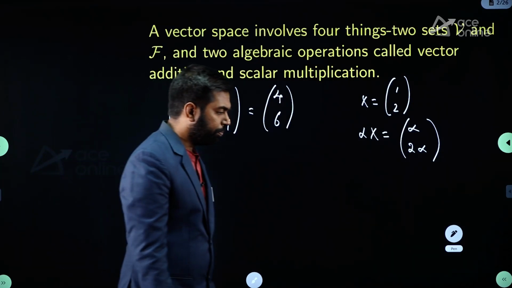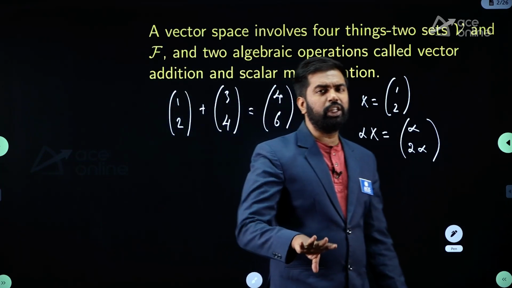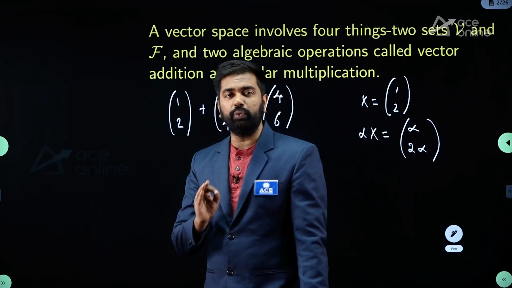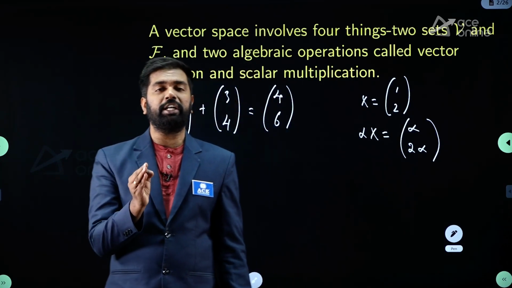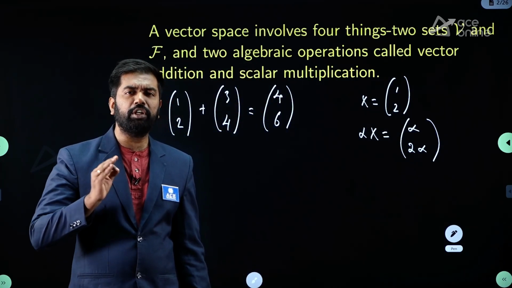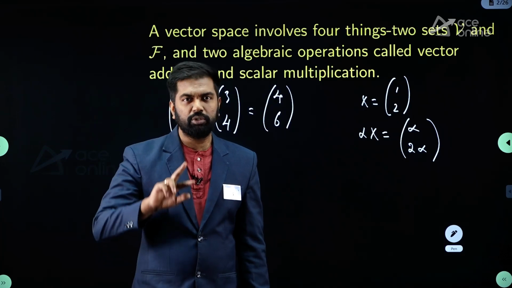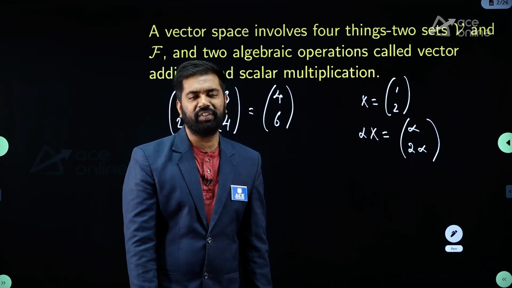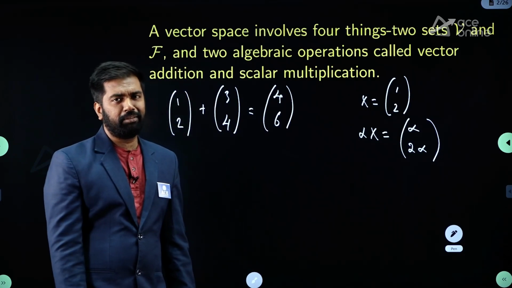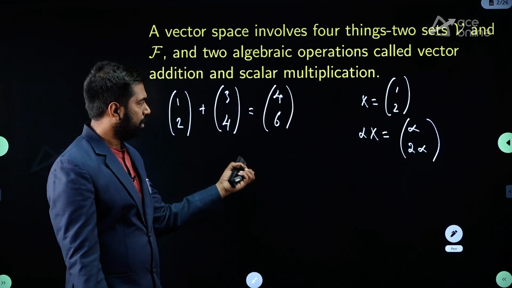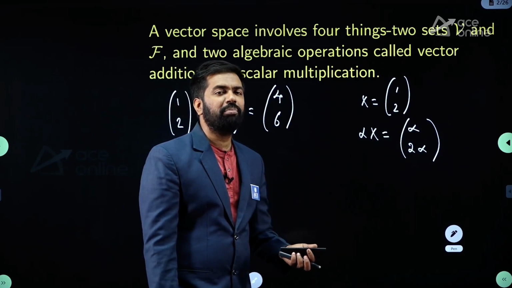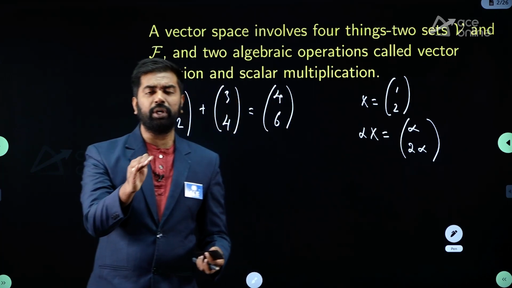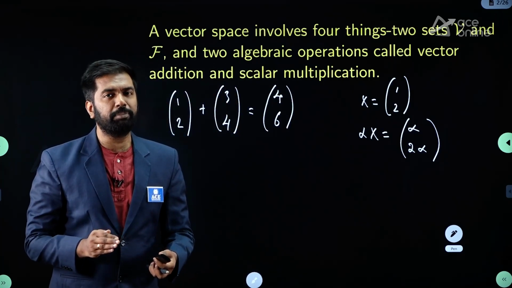Let me go over it once again. Vector space deals with four things. The first one is V, which is the set of vectors named V1, V2 up to Vn. The next is F, which is the set of real numbers for us. The next thing is vector addition, and then scalar multiplication.